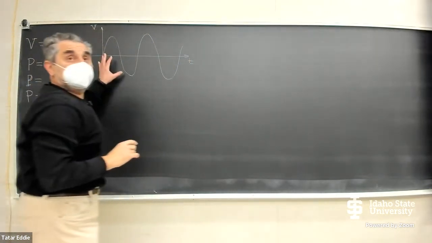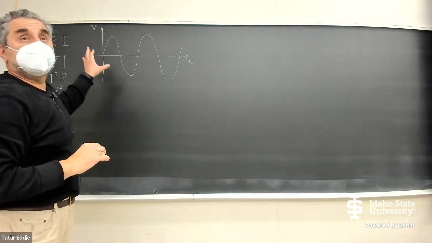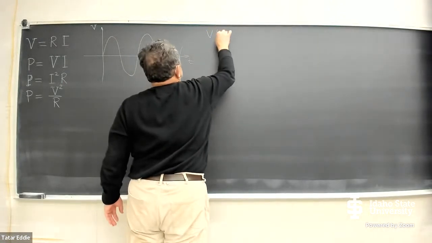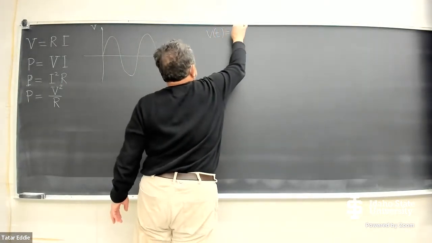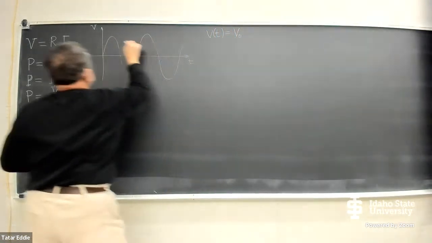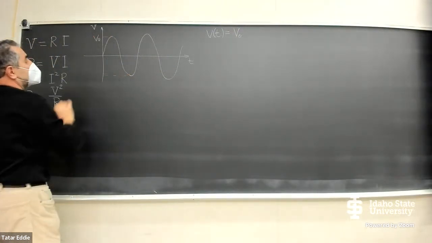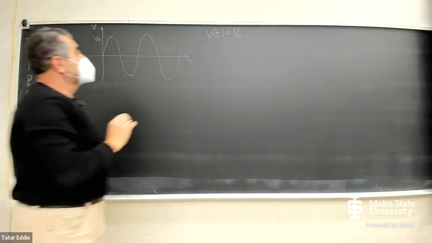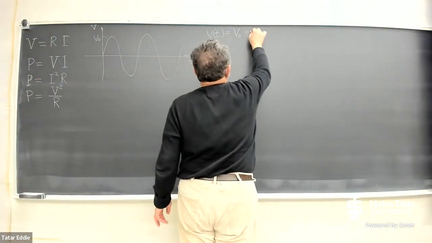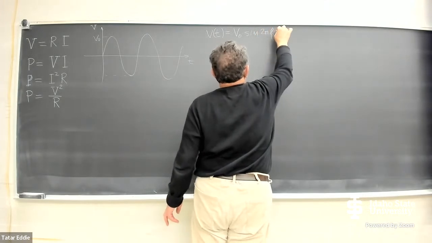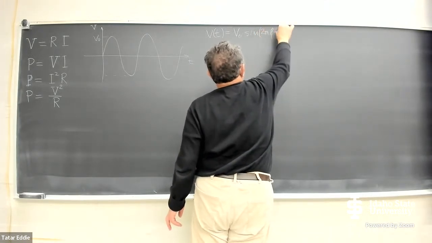oscillates back and forth like this, like a sine function. The function that describes this time dependence of the voltage as a function of time is some maximum value V naught, which is right here. Here is the V naught. And also here, of course, with negative sign. Multiplied by sine of 2 pi, the frequency f multiplied by time.